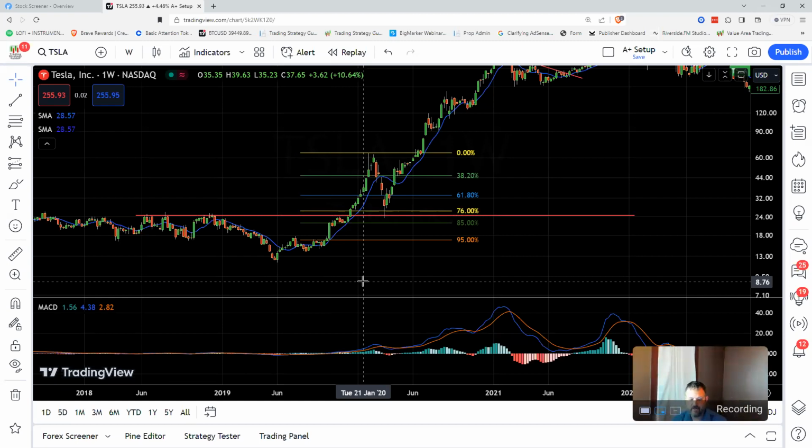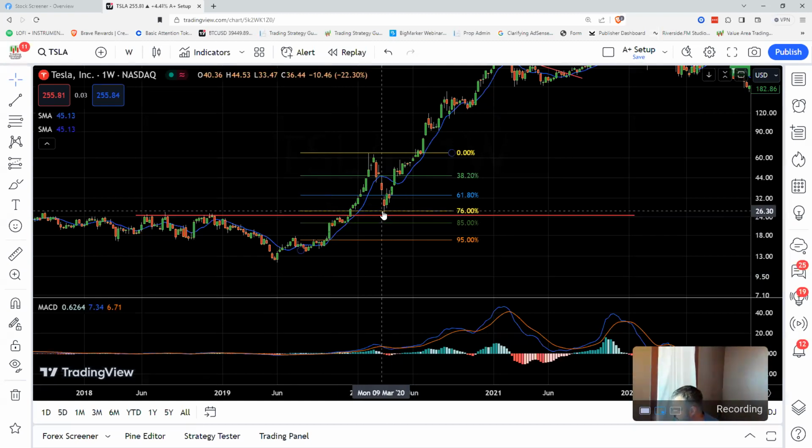If you really do that, add that in there, because it went right past the 76 and then it popped right into that support level. All the buyers were getting in.